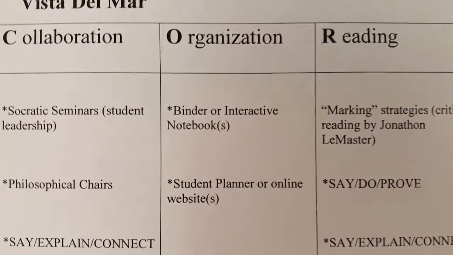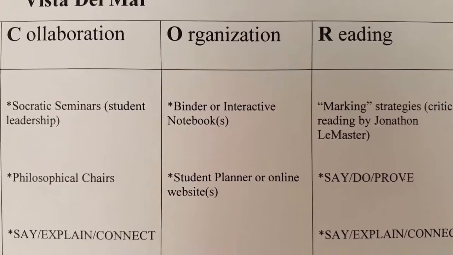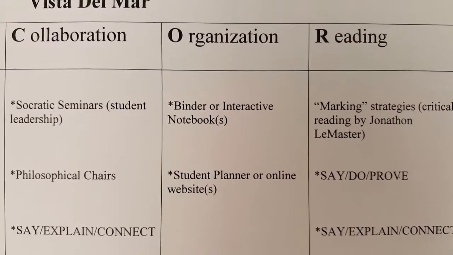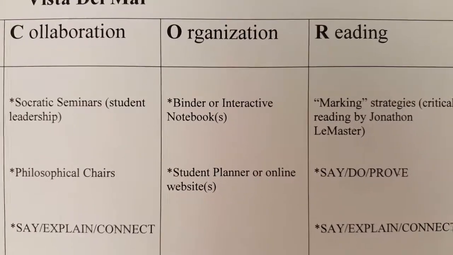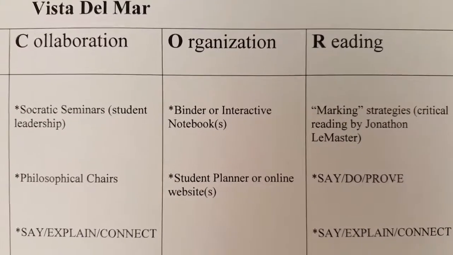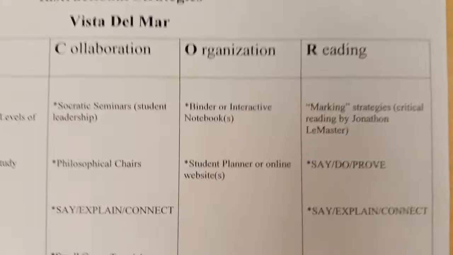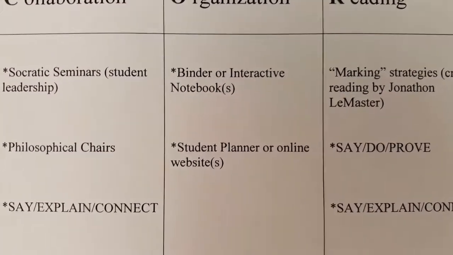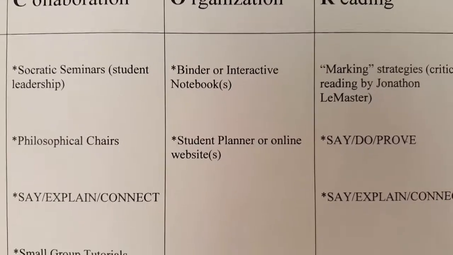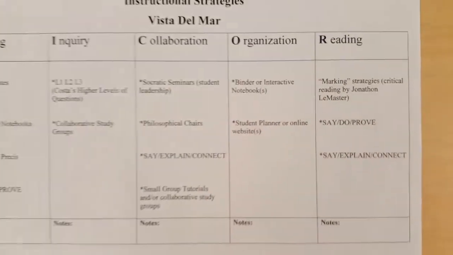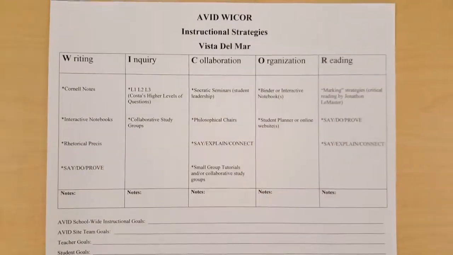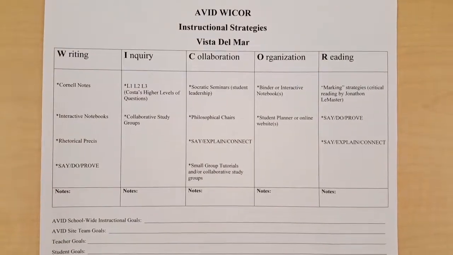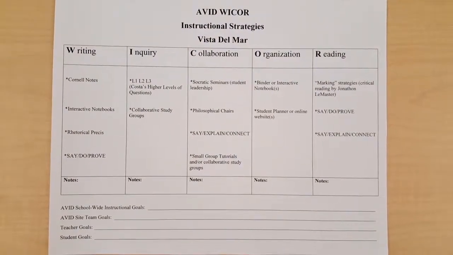So you can do this in a binder, but if your school or the majority of your core teachers in science, history, math, language arts are doing interactive notebooks, that would take the place of the binder. Then the traditional student planner, but I know some schools are going all online, so you could have online websites by teachers or YouTube access, or if you're a Google school, you go that route on how information is being organized from the teacher to the student.